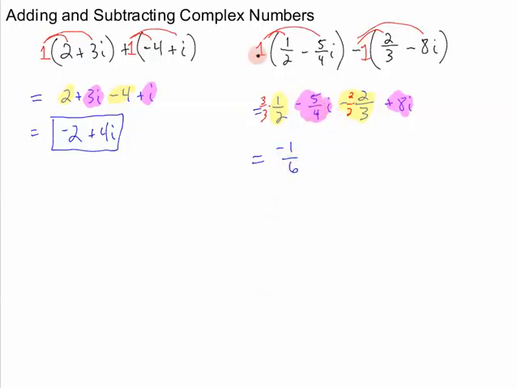And then same thing here, you could put your 8 over 1. Common denominator between the purple ones would be 4, so you multiply top and bottom by 4. So you've got negative 5/4 plus 32/4. That's negative 5/4 plus 32/4 is 27/4 i. So that's another new complex number where the real part is negative 1/6 and the imaginary part is 27/4.